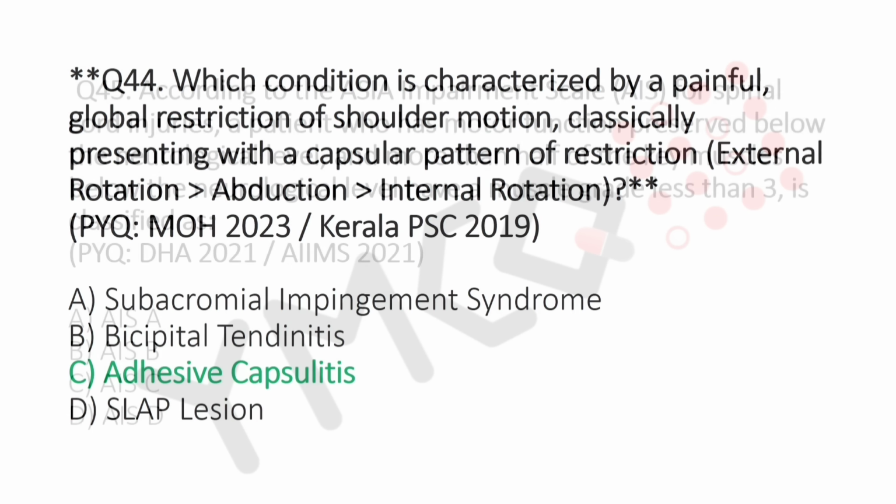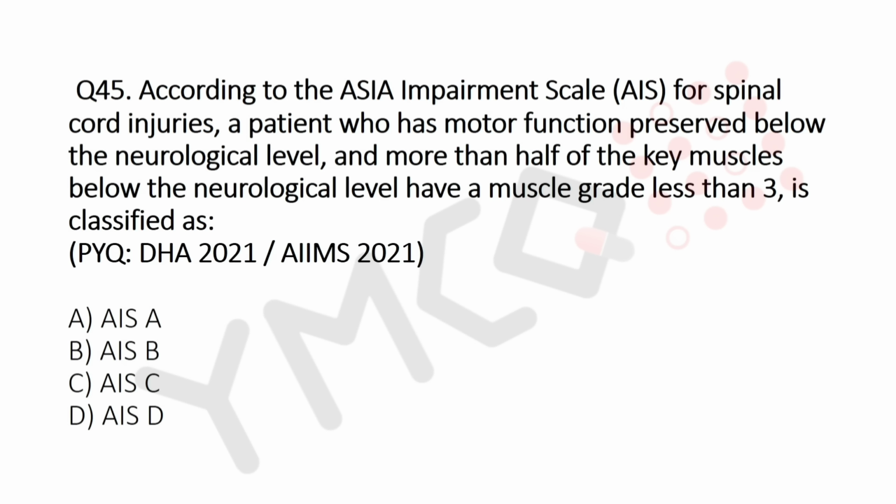Now let's move to question number 45. According to the ASIA Impairment Scale (AIS) for spinal cord injury, a patient who has motor function preserved below the neurological level and more than half of the key muscles below the neurological level have a muscle grade less than 3 is classified as option A, AIS-A, option B, AIS-B, option C, AIS-C, option D, AIS-D. And the answer is option C, AIS-C.